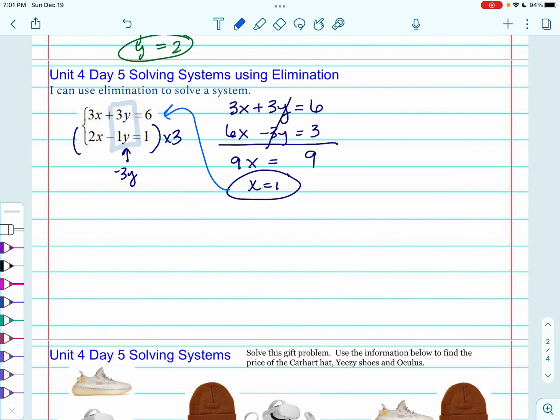Okay, I'm going to plug this back in. I'm going to choose this one. 3x. Oops, I forgot to plug in 1. 3 times 1 plus 3y equals 6. 3 plus 3y equals 6. Subtract 3, so I have 3y equals 3. So I get y equals 1.